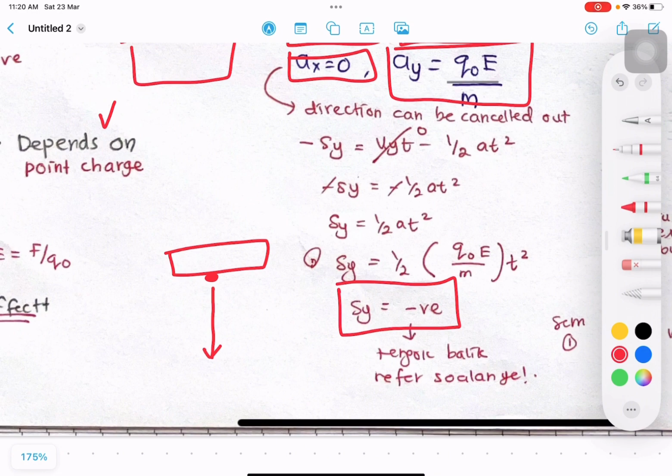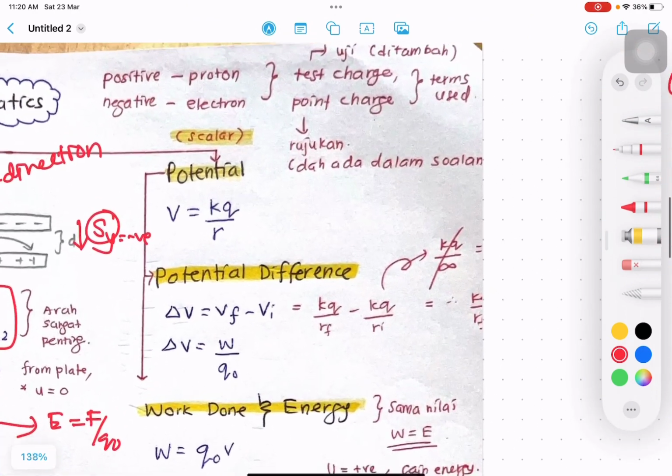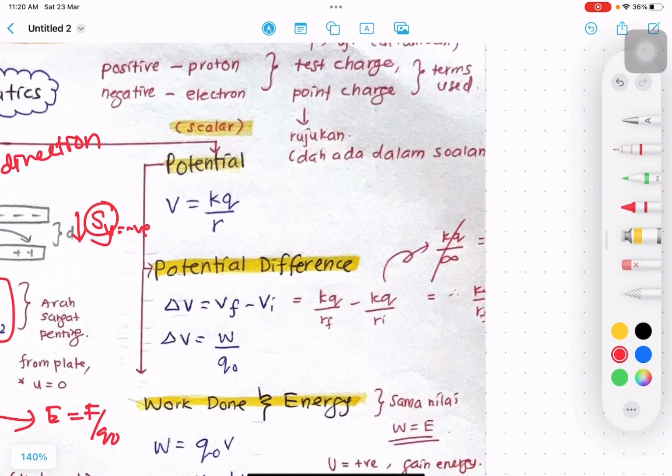Right, so you have to always refer to the question. Alright, let's jump into the last three subtopics in this chapter. We have scalar quantity. When we talk about scalar quantity, you need to substitute the negative, usually involving the charge, negative charge. So we have potential difference, work done, and energy.